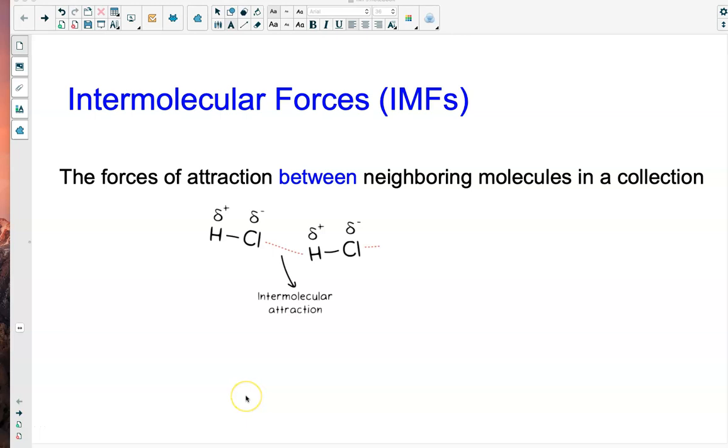Hello, this is Dr. Neff, and this video is about intermolecular forces. As this figure shows here, intermolecular forces are the forces of attraction between neighboring molecules in a collection.